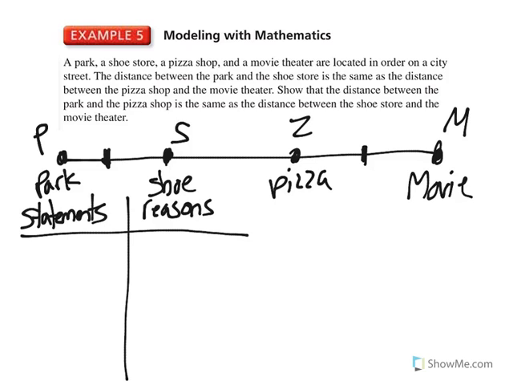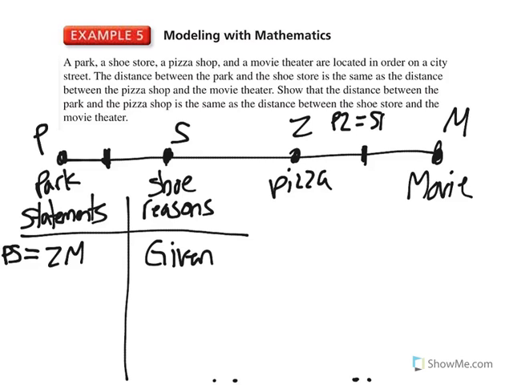Okay, so in my statements, first I'm given that the park to the shoe store and the pizza to the movie are the same distance. So that would be segments PS is equal to ZM. Okay, their lengths are equal. They told me the distance is equal. My reason for this would just be given. So I need to start thinking about what I'm looking for. I'm looking for whether or not PZ is congruent to SM. Okay, so right here I'm just going to write PZ equal to SM. Okay, that's what I'm looking for. I'm going to put a question mark there.